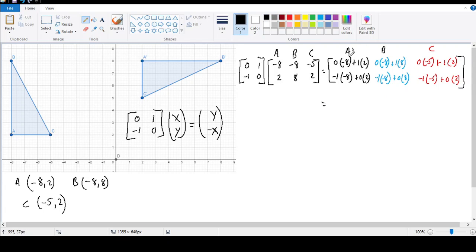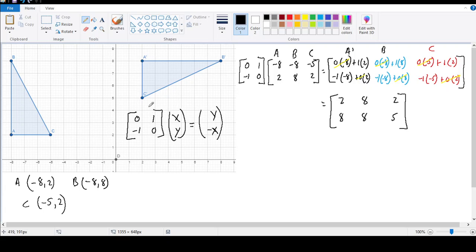So let's see what this yields. As you can see, anything that has 0 will automatically be 0, so we can scratch this out of the equation, and we are left with the rest. 1 times 2, that's 2. Negative 1 times negative 8, that's 8. 1 times 8, that's 8. Negative 1 times negative 8, that's 8. 1 times 2, that's 2. Negative 1 times negative 5, that's 5.